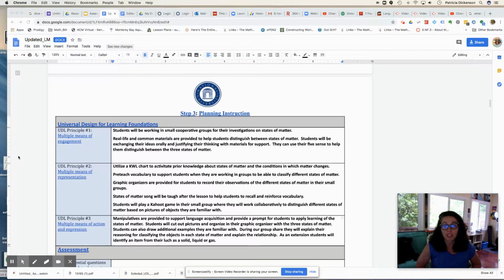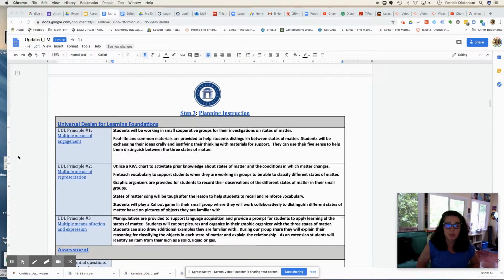Students will also be exchanging their ideas orally and justifying their thinking with materials for support. So it's a great scaffold for them as well. Again, they can use their five senses to help them distinguish between the three states of matter.